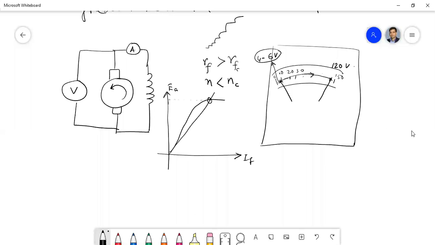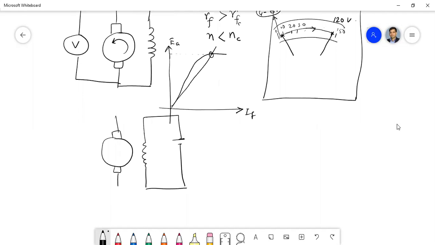Suppose the same machine you are running as a separately excited and as a shunt excited machine. That is the advantage of a separately excited machine. It can also be run as a shunt machine. So this mode is called the separately excited, and the previous mode is called the shunt excited. Now here you have an ammeter and a variable resistance. By this variable resistance, you can vary the field current, isn't it? So that means the field current is independent here.